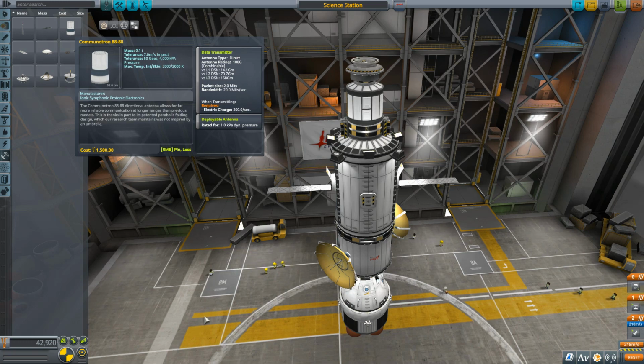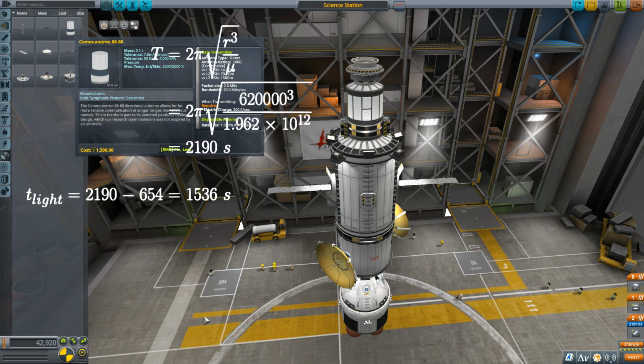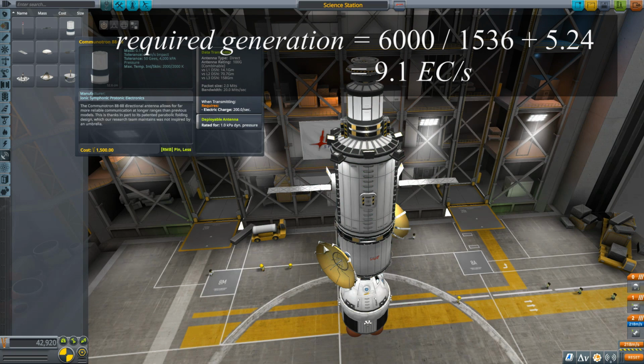Now let's think about generation, and this is where things are going to get a little bit tricky. If we take how much we drained during the night and how much we got from doing our transmitting, we got to replace that 6,000 units of electric charge. We're going to spend 1,536 seconds in the day. If you divide the 6,000 units of electric charge we need by about 1,536 seconds, and also add on the 5.24 units of electric charge per second that we have just running the science lab and the lights, we need a generation of about 9.1 units of electric charge per second.